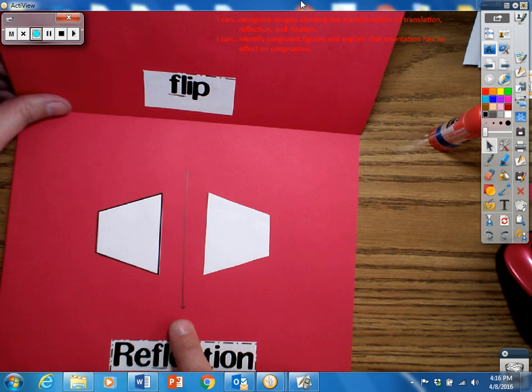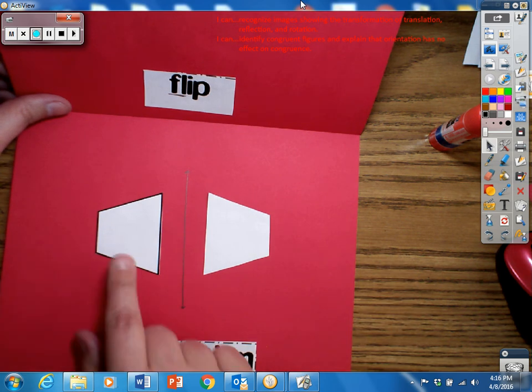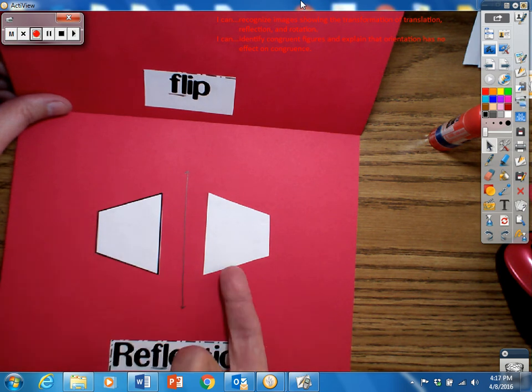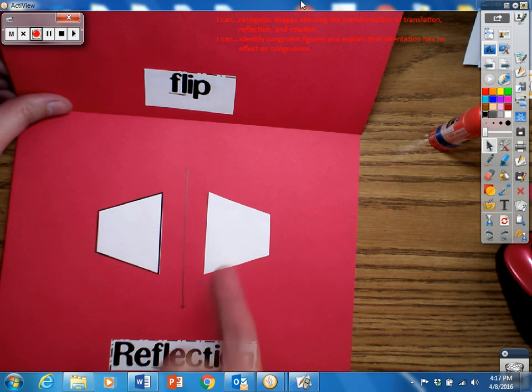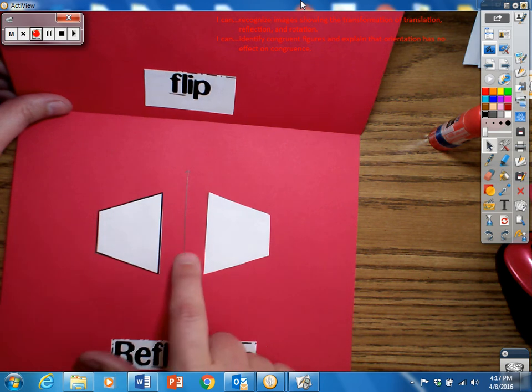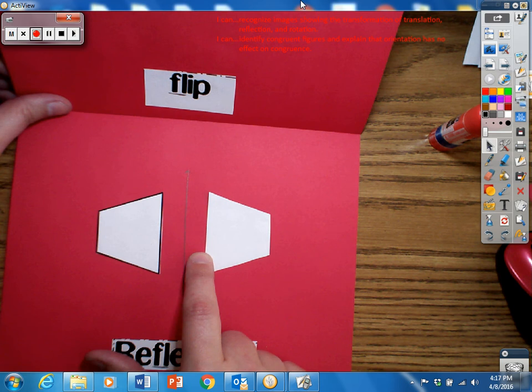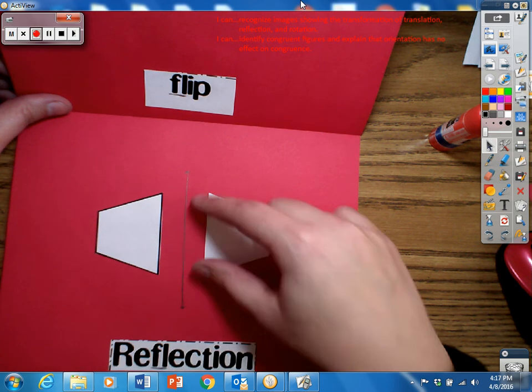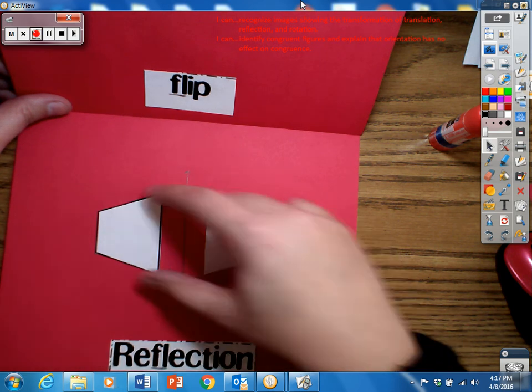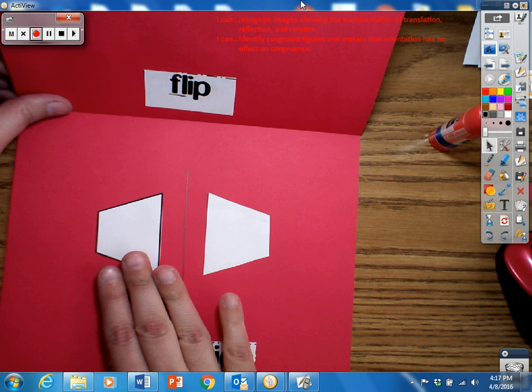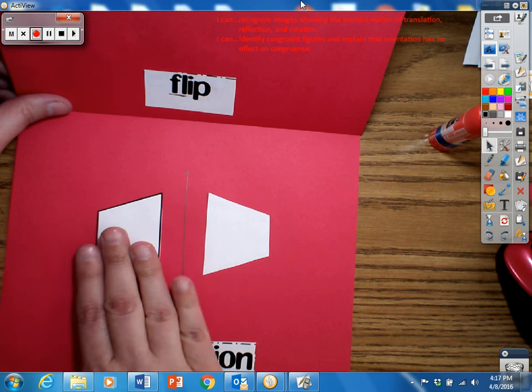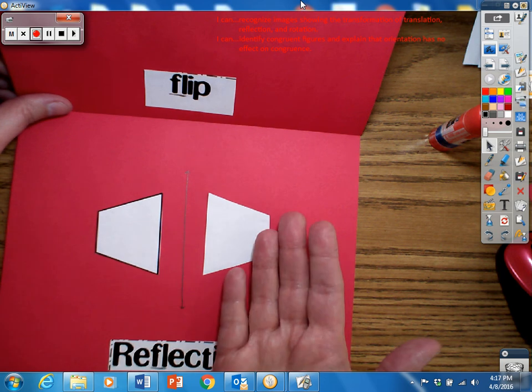I drew a line in the middle of my page, or it could be a line segment, either way. And I glued down my original trapezoid like so. Then I took my other trapezoid and I flipped it over the line. Now if you see, the two trapezoids are about the same distance away from the line, not quite perfect, and they're about the same distance across here, because again, a reflection is a flip over a line.